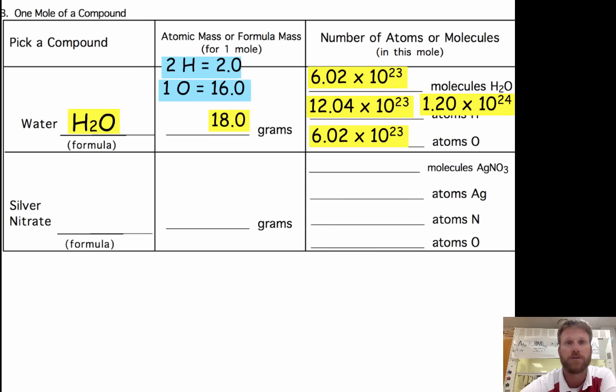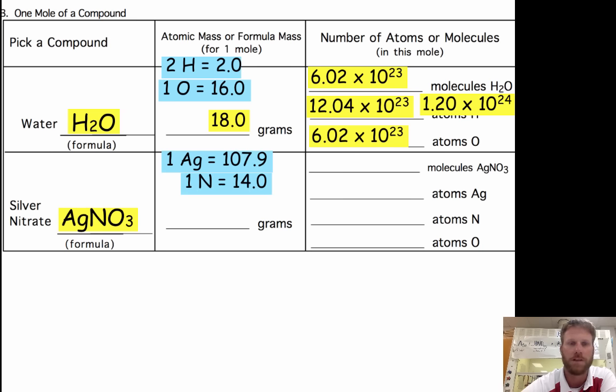Let's look at silver nitrate. Silver nitrate is AgNO3. So if I were to look up those elements on my periodic table or atomic mass chart, silver has a mass of 107.9. Nitrogen has a mass of 14.0. And we have 3 oxygens, each with a mass of 16.0. So that gives us a total mass with oxygen of 48.0. If I add those up, I get the formula mass of silver nitrate, which is 169.9 grams per mole.